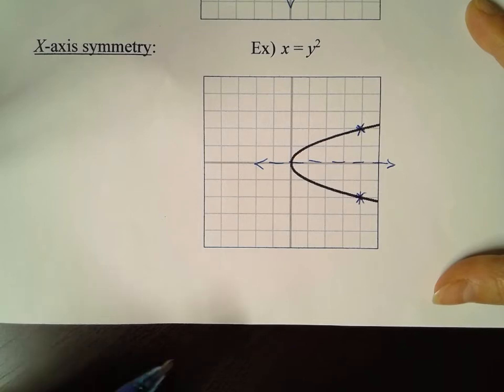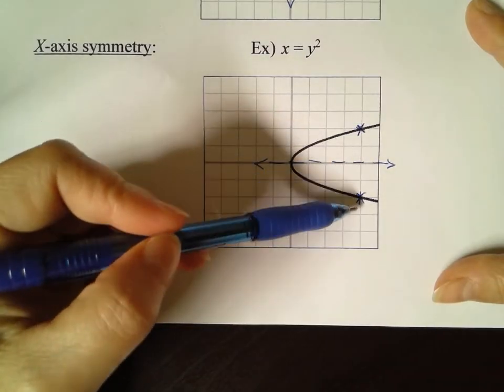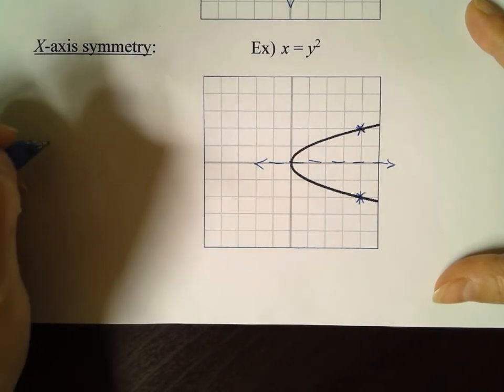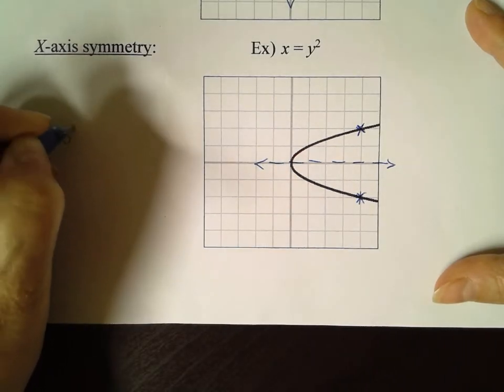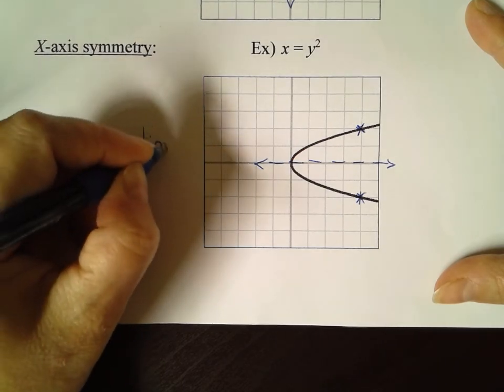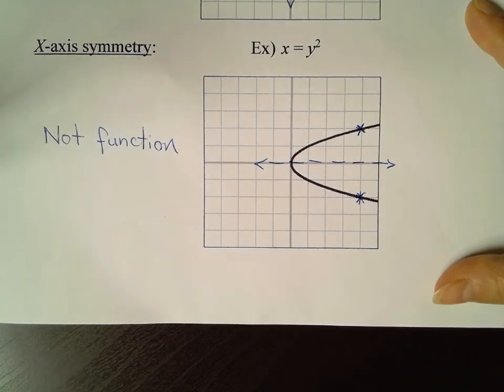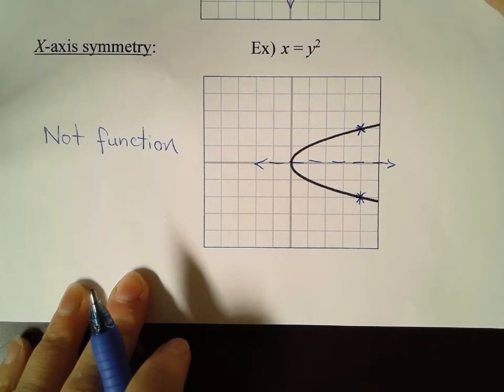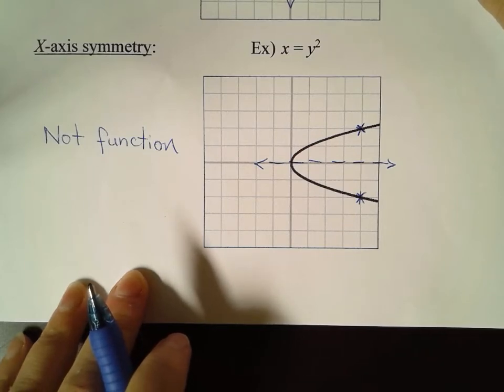If you performed the vertical line test on this shape, think back to that for a second. Because of these mirrored points, this graph will not pass the vertical line test. So something that's symmetric over the x-axis is actually not a function. Okay, both of these, the y-axis and the x-axis, involve symmetry over a line, or reflecting over a line.